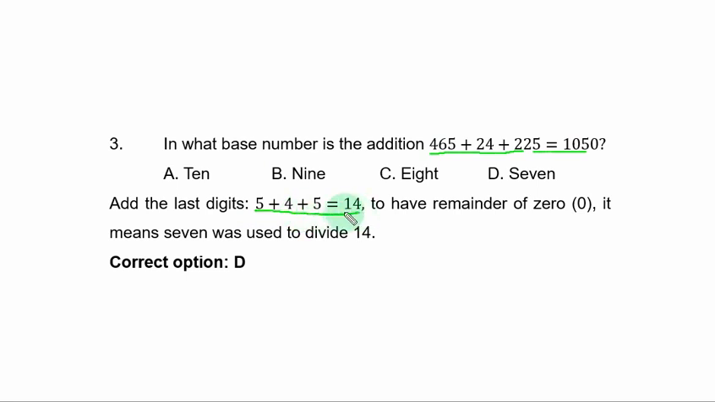5 equal to 14. Now let's look at this remainder of 0 here. For you to have remainder 0, it means 14 was divided by 7. If you divide 14 by 7, you have 2 remainder 0. You put down remainder 0 and you take the 2 forward. You get the result using the last digit. So D is the correct option.